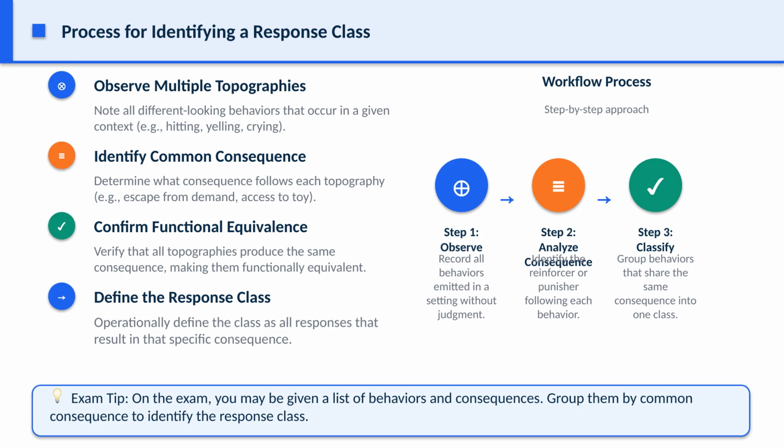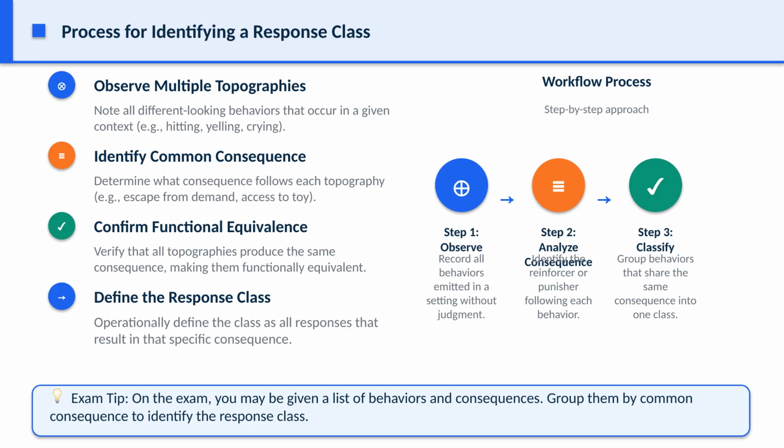To identify a response class, you begin by observing multiple topographies, different-looking behaviors like hitting, yelling, or crying that occur in a similar context. Next, you identify the common consequence each topography produces, such as escape from a demand or access to a toy. The critical step is confirming functional equivalence, verifying that all these topographies reliably lead to the same consequence, meaning they serve the same function. Once confirmed, you define the response class operationally as all responses that result in that specific consequence.